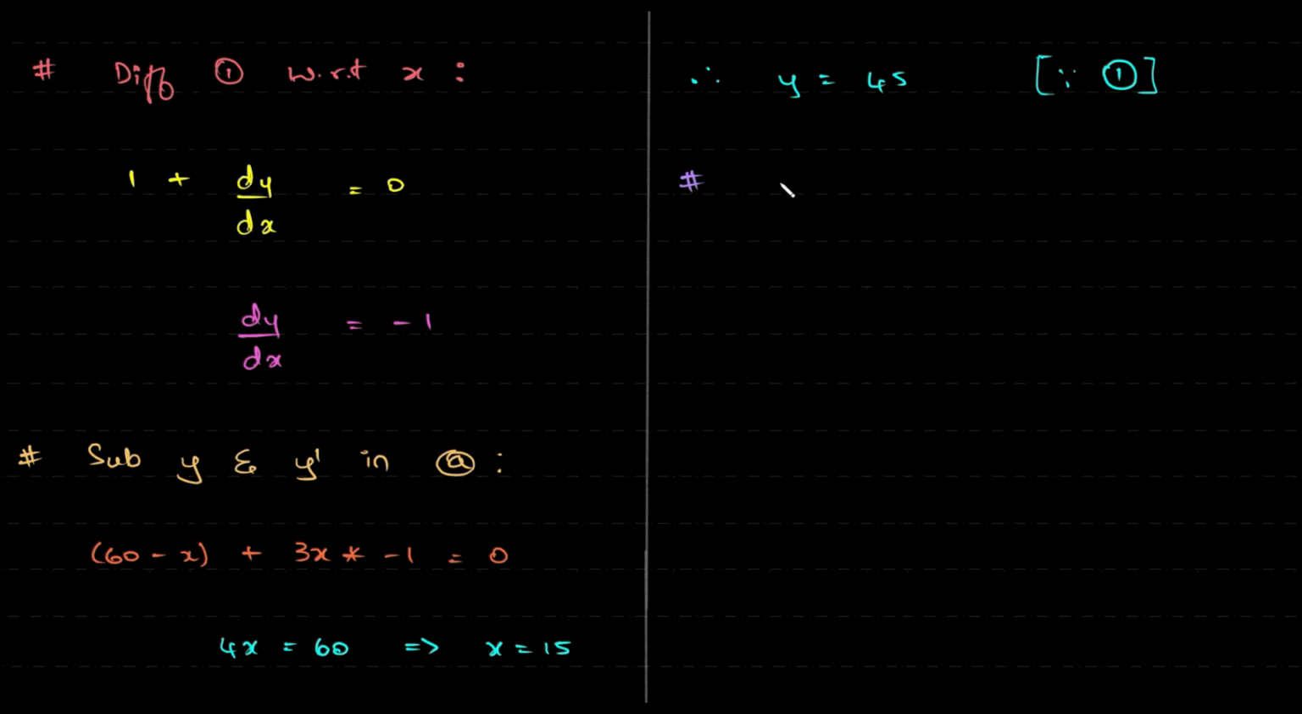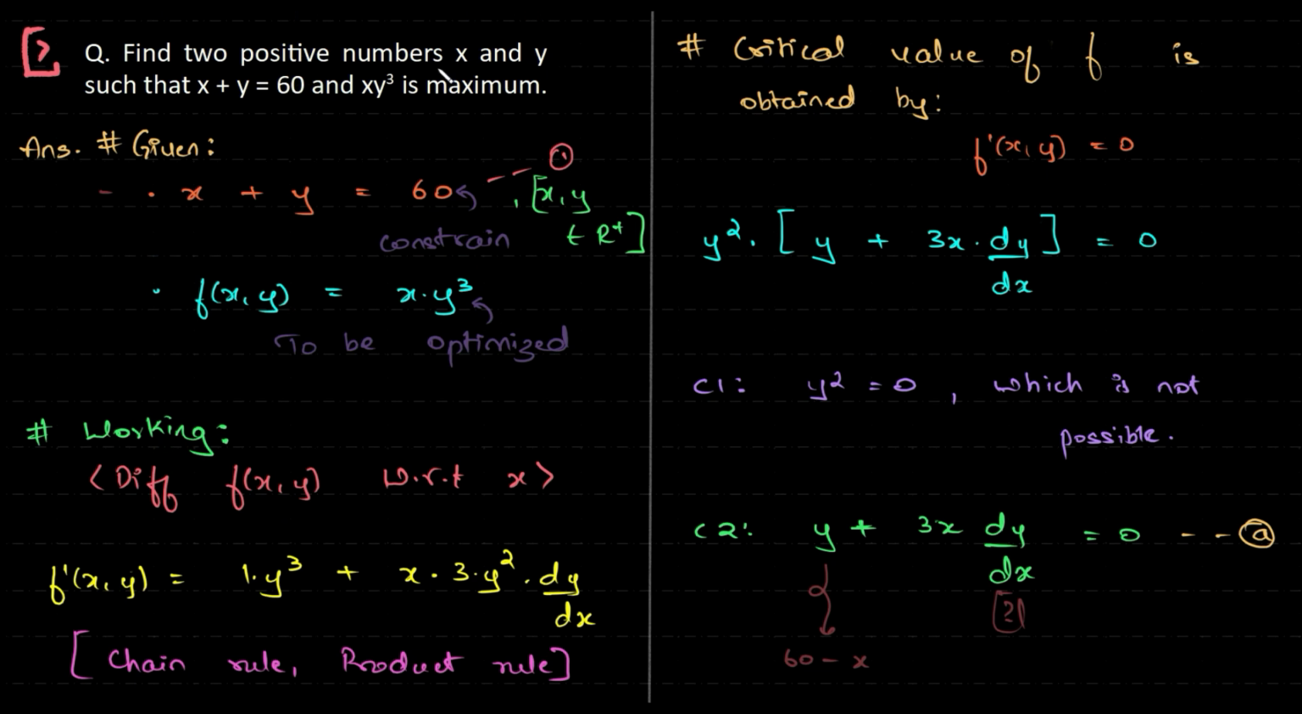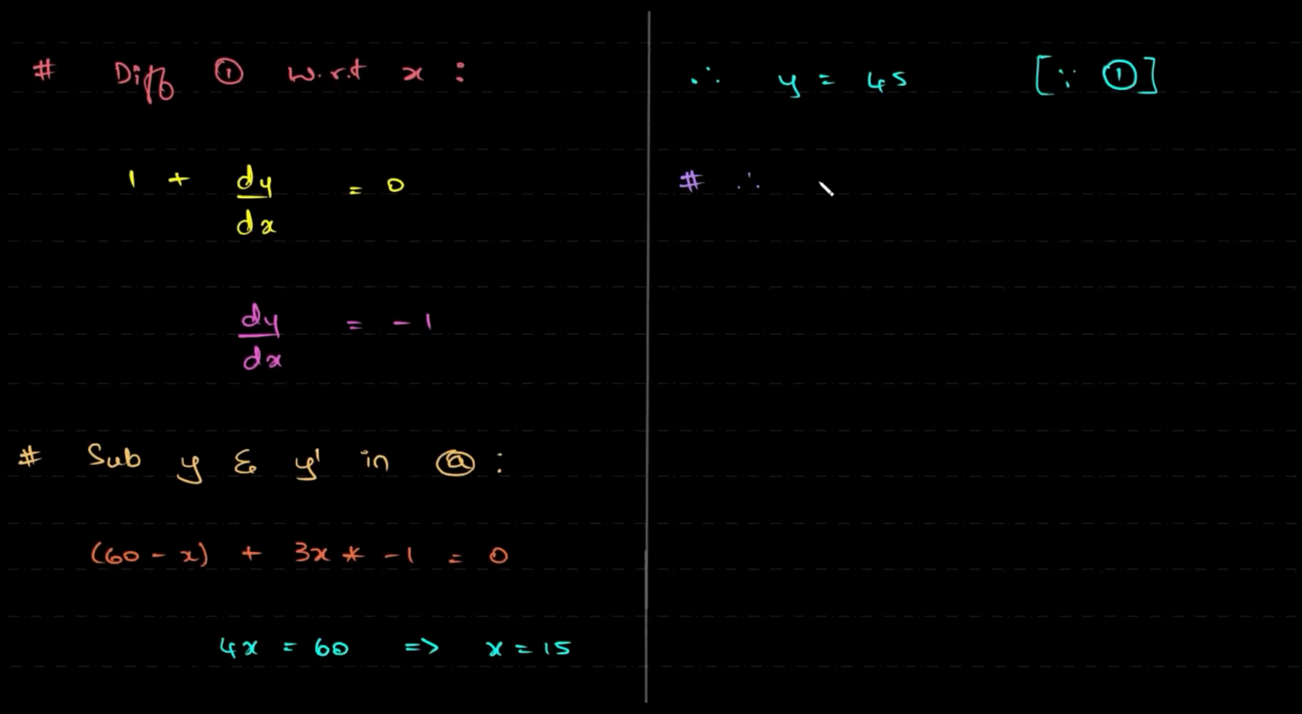And thus, the question is, we have to find where the maximum value is. Find two positive numbers such that this is maximum. We just have to find x and y. Therefore, xy cube will be maximum for x is equal to 15 and y is equal to 45. That would be your answer.